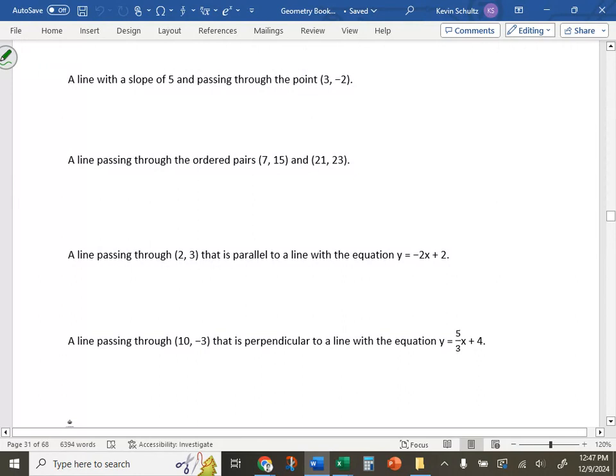figure it out. Okay? It says a line has a slope of 5 and passes through the point (3, -2). Now I do give you the slope, right? Here's our m, slope of 5. But what don't I give you? Evan. Oh, yeah. The y-intercept.